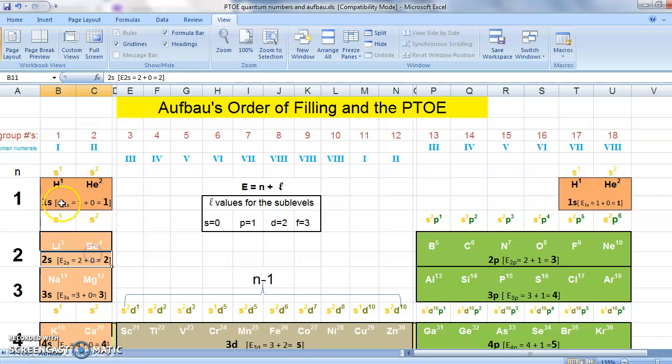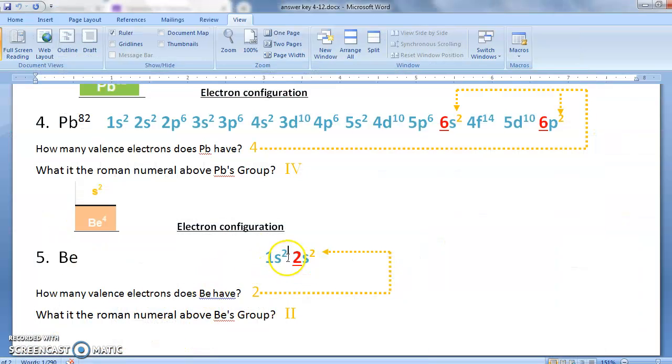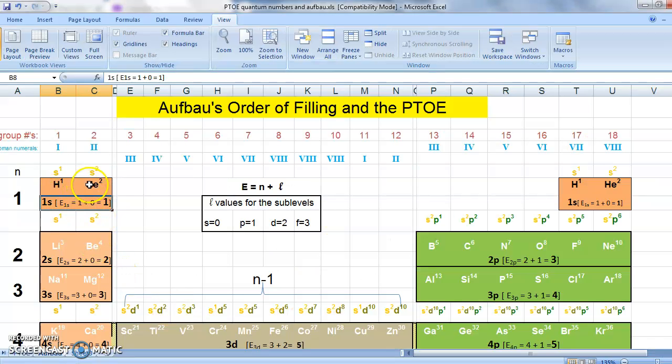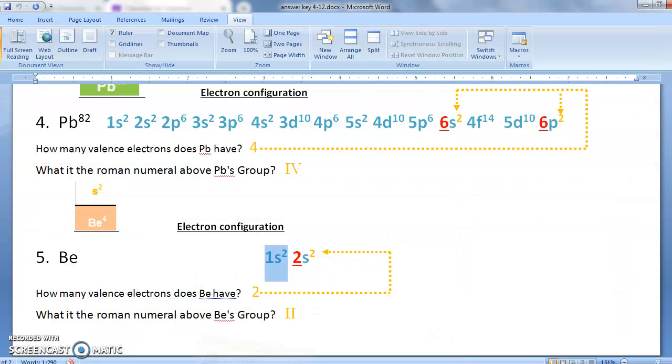To get to beryllium, we start at square one. Hydrogen and helium are in the 1s. There's two elements, so it would be 1s2. 1s2 is closed, and now we're at beryllium. It's the second one over, 2s2. And we should have it.